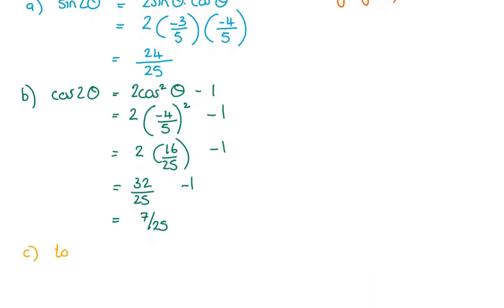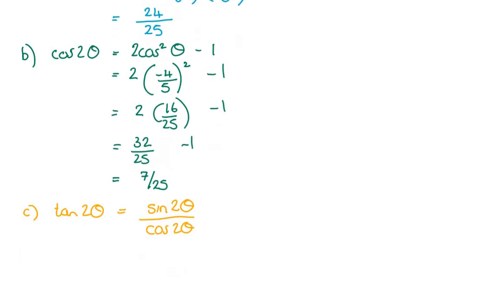Now that's really nice, because for tan, I don't have a double angle identity. There is one, but we don't study it. But tan of 2 theta is great, because we do know another identity which can help us, which is the fact that tan is sine over cos. So if it's tan 2 theta, then it's sine 2 theta over cos 2 theta.